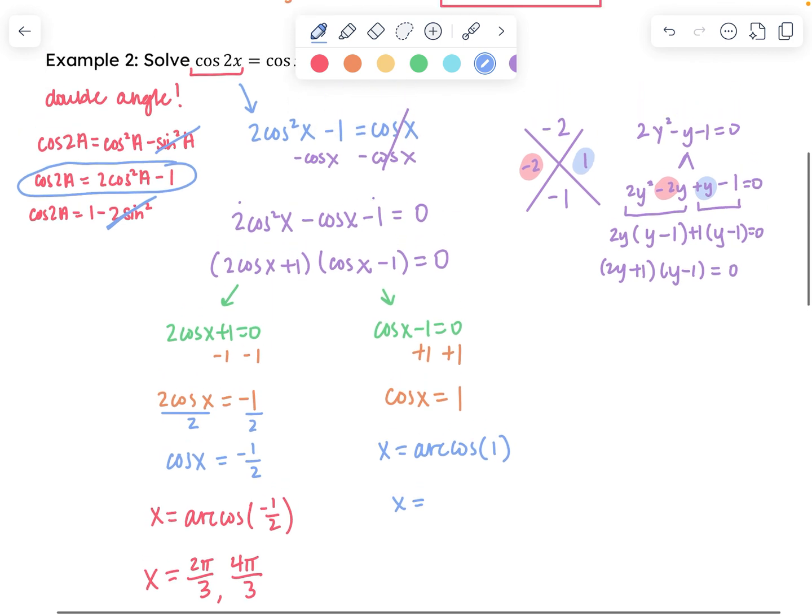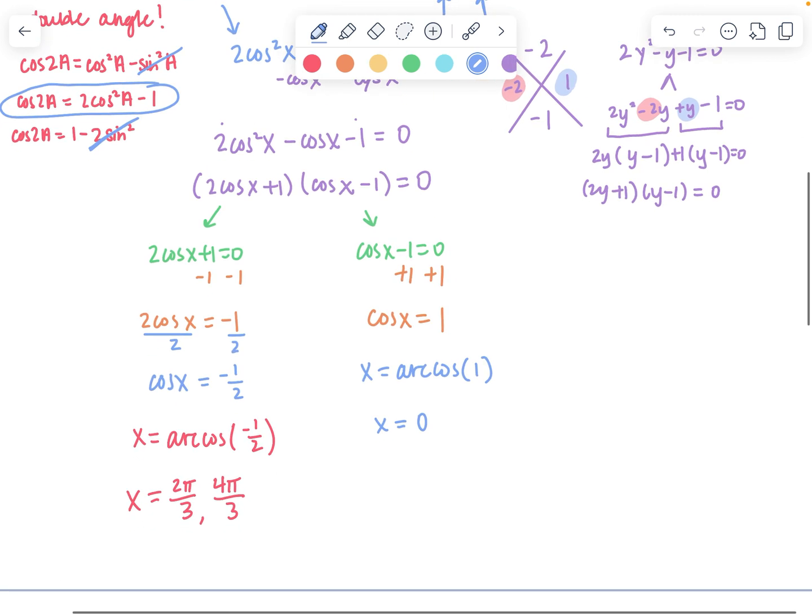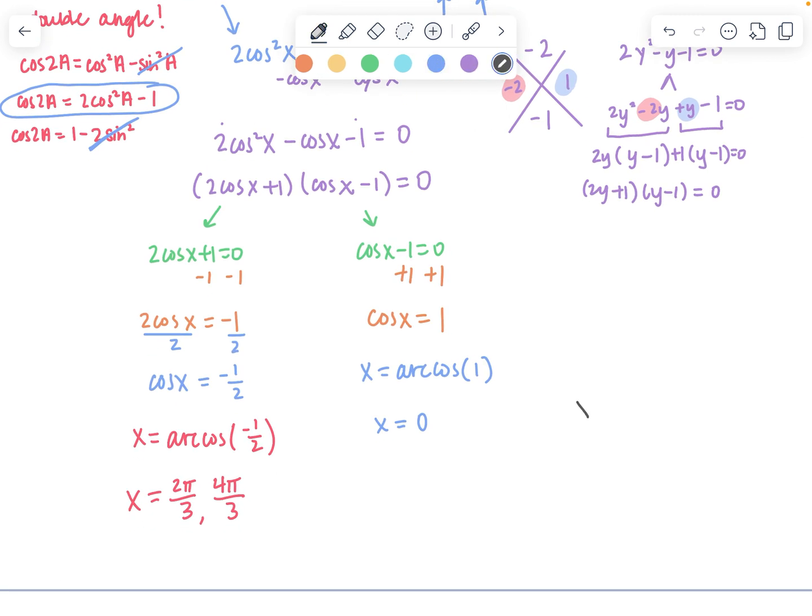If I look at my interval, 0's got a bracket and 2 pi's got a parentheses. So that means I've got to take the 0. So remember, a bracket means it's an included value, whereas a parentheses means it is not included. So those would be my answers. I'm just going to come over here and write them all together. I would say the 2 pi over 3, the 4 pi over 3, and the 0. And there we go.